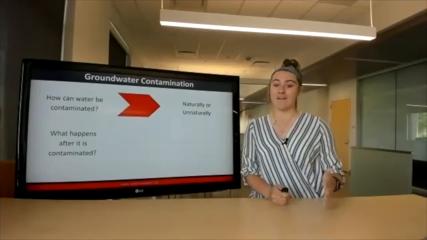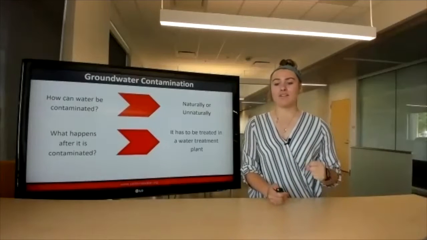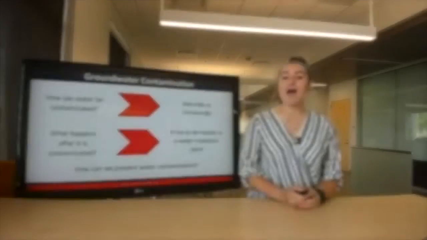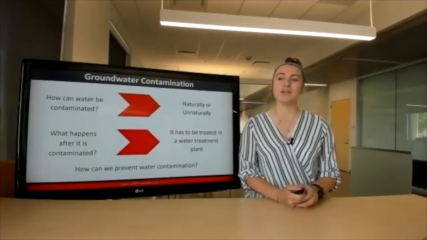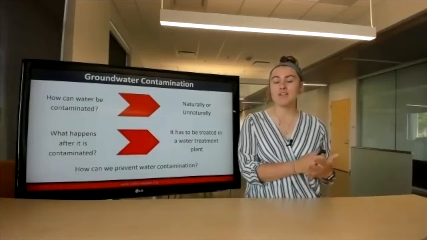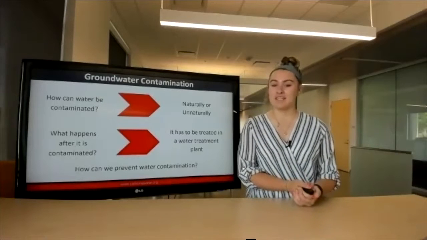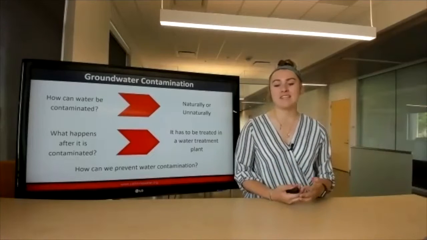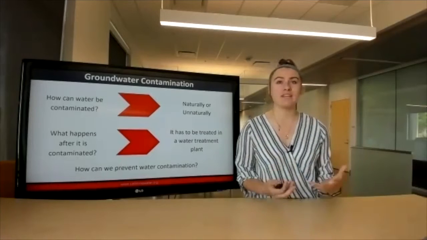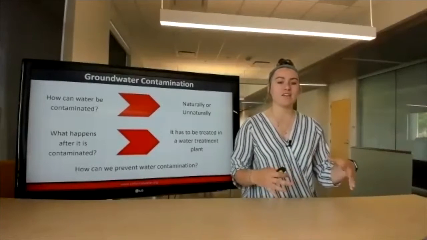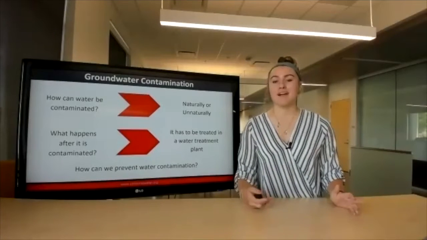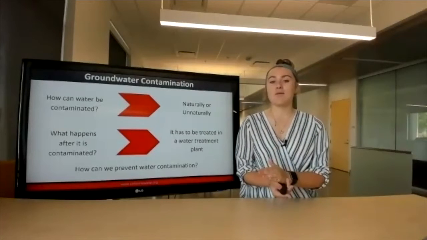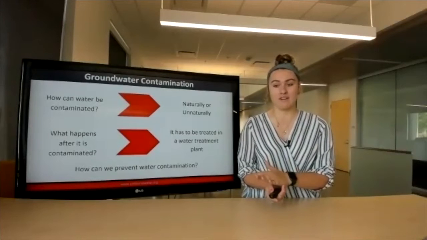So what happens after it's contaminated? Well, it has to be treated in a water treatment plant, which uses energy. So how can we prevent water contamination? Well, we can know exactly the amount of soil and fertilizer that our plants need, so we're not using excess fertilizer, because fertilizer has chemicals in it that, when the plant doesn't use enough of it, can seep down into our groundwater supply and contaminate our groundwater. So it's super important that we know exactly how much fertilizer our plants need to survive.